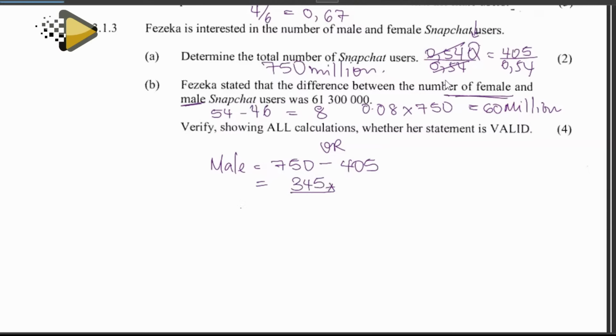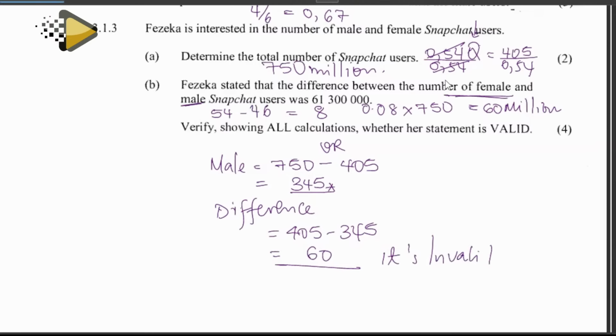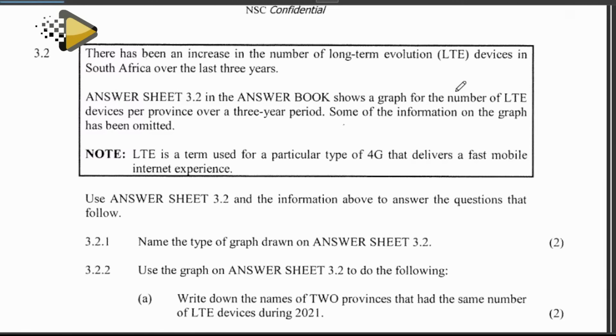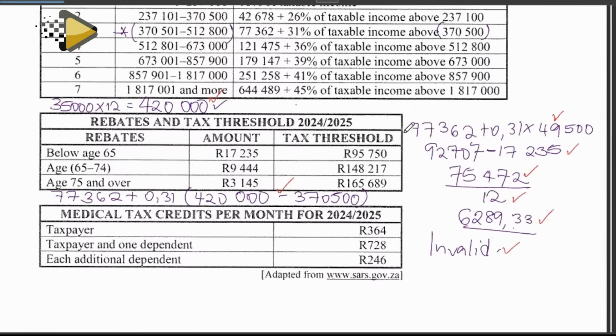Remember, we are looking for the difference. Okay, so the difference is going to be 405 minus 345, which is what? 60. So statement is what? It is invalid. Oh, don't forget we are looking at millions. Three point two. 3.2.